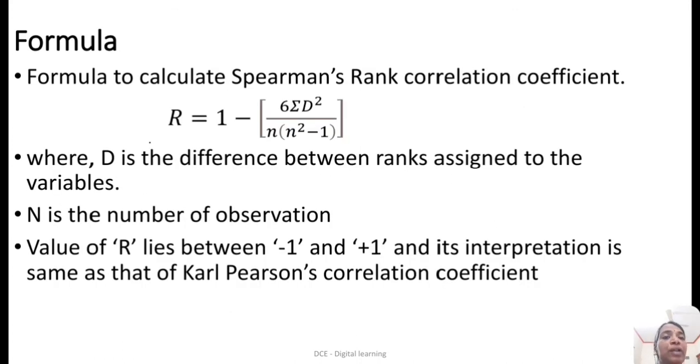Now the formula to calculate Spearman's rank correlation is R = 1 - 6 Σd² / n(n² - 1). So d is nothing but the difference between the ranks. The difference between two ranks should be considered. n is the number of observations. So the value of R, as we know, should lie between -1 and +1.